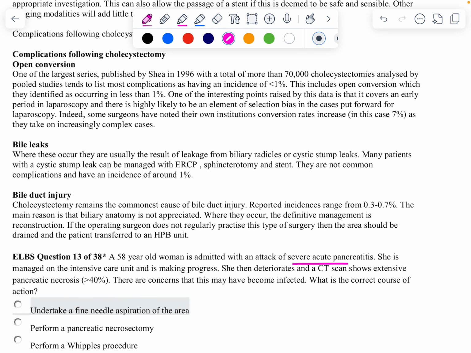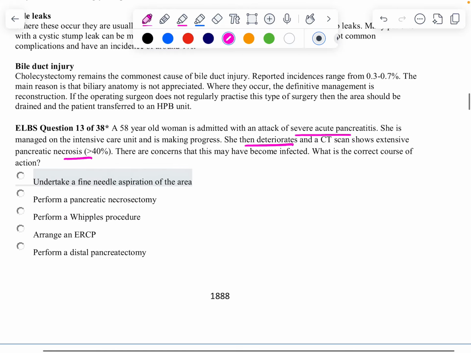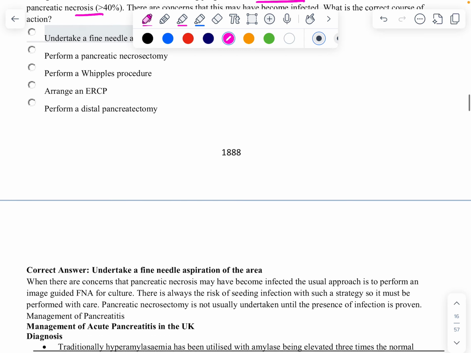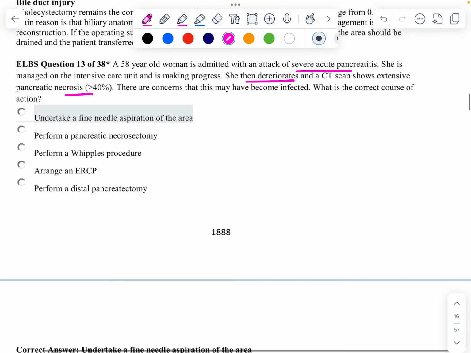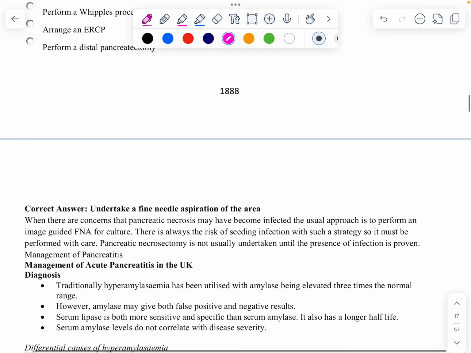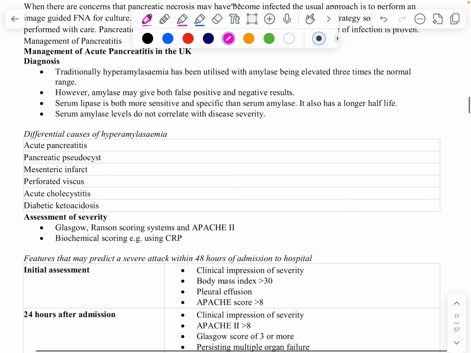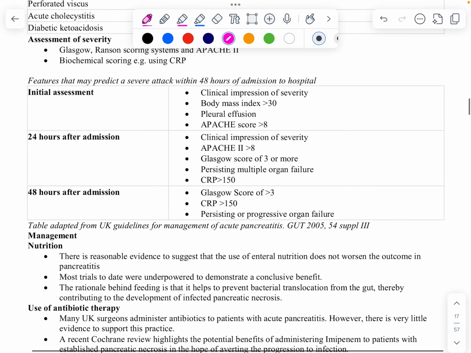A 53-year-old patient with an attack of severe acute pancreatitis. She is managed in intensive care and deteriorates, and a CT scan shows extensive necrosis. There is a concern it may be infected. What is the correct course of action? First of all, a fine needle aspiration has to be done to find out which type of organism. Then necrosectomy.